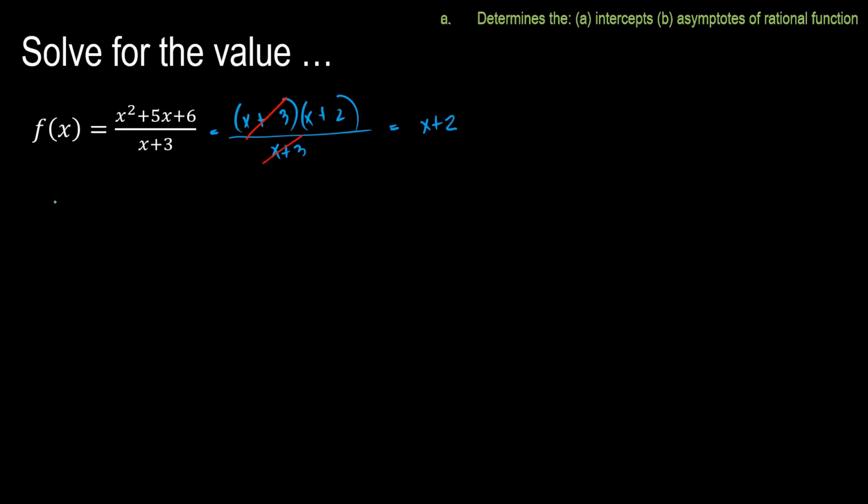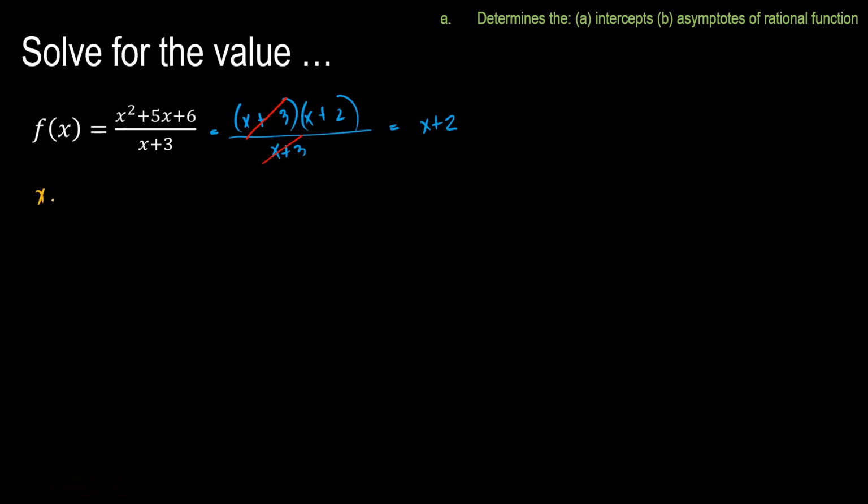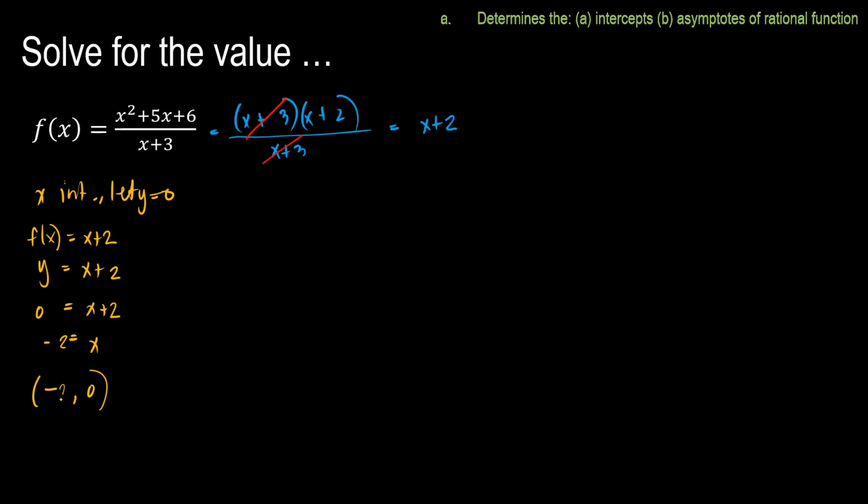So now, let's get our x-intercept. So for us again, to get the x-intercept, let y is equal to 0. So since our function is f of x is equal to x plus 2, we can transform that to y is equal to x plus 2. Substitute 0 to y. We will have 0 equals x plus 2. Then x is equal to negative 2. So therefore, given that the value of y is 0, our x-intercept is negative 2.